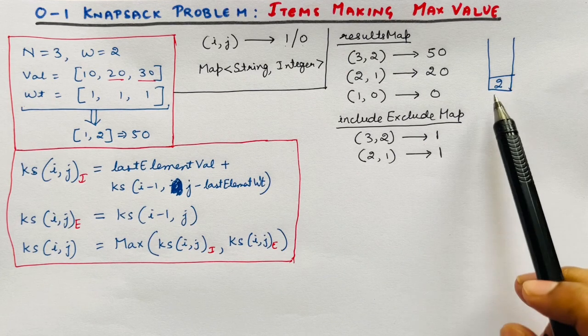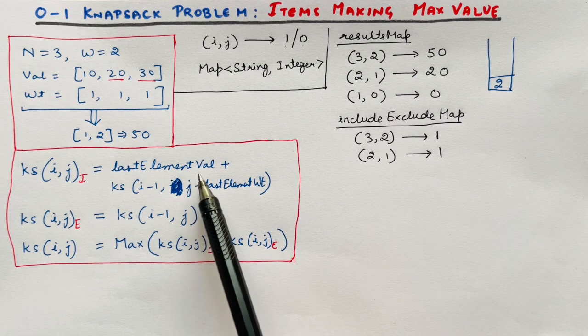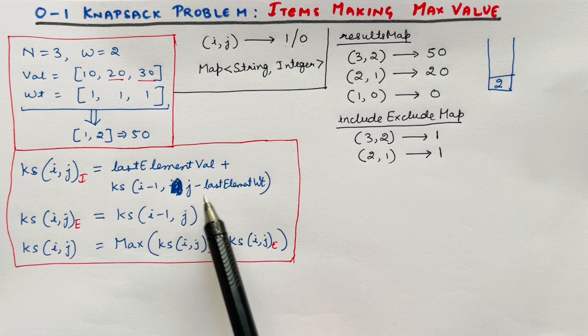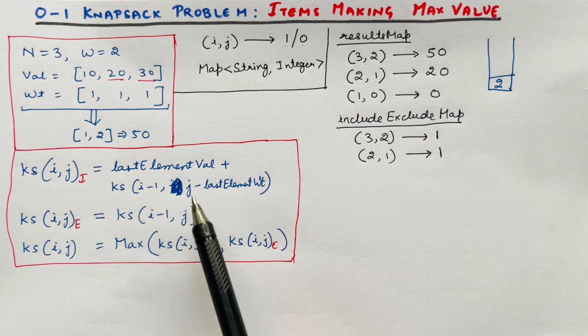So we have stored 2 here. Now, since we have included the last item, our next problem is I minus 1. That means 3 minus 1, 2. And j minus last element's weight. That means 2 minus 1, 1. So our next problem is 2, 1.